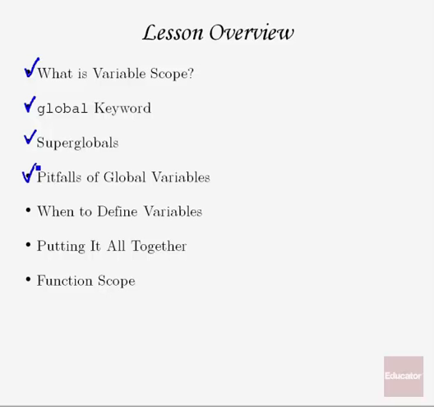We're going to talk about when variables are to be defined, and then we're going to finish up with an example that puts all together all of the stuff that we've learned in the lesson, and then quickly just talk about something that doesn't fall under variable scope but is a related issue, and it's called function scope.